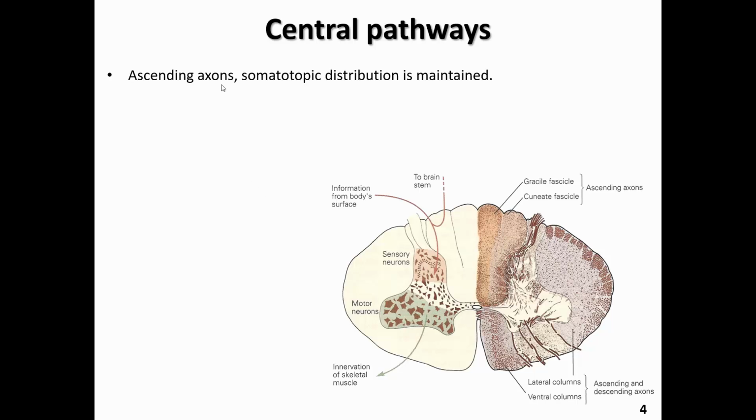So the ascending axons that transmit information up to the brain are somewhat compartmentalized, and the distribution is maintained with respect to what's called somatotopy. So somatotopy is a term that refers to a compartmentalized or isolated region within the central nervous system that is dedicated to a particular part of the body, and that's most evident in the cerebral cortex, but that is also maintained in the spinal cord.